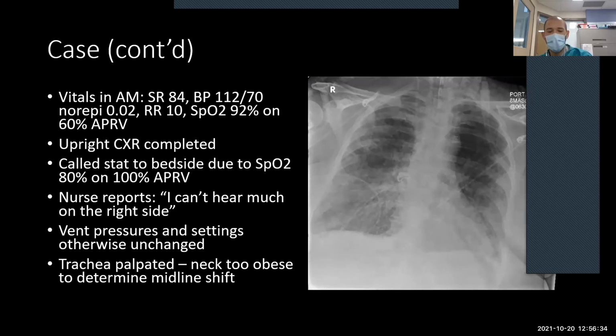And the nurse says, well, I can't hear much on the right side. Otherwise, the vent pressures and settings are unchanged. I took one look at the trachea and one feel of the trachea, and I could not feel anything because her neck was one big mass, so I could not determine what was going on. So I went to find the X-ray. At the time, we don't have digital X-rays, so you have to wait for it to load up. So I took a look, saw this, and I said, oh, it's just COVID. I wonder what's going on.